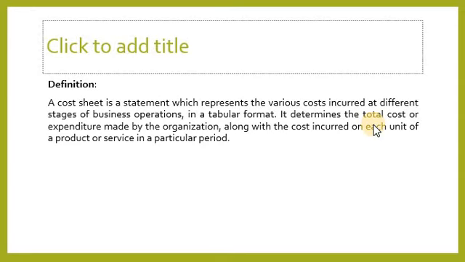The main aim of the cost sheet is the calculation of total cost. Based on the calculation of total cost, we estimate our sales. Based on the estimation of sales, we will find out the profit. And we also have to fix our product price. That is the important task of the cost sheet.